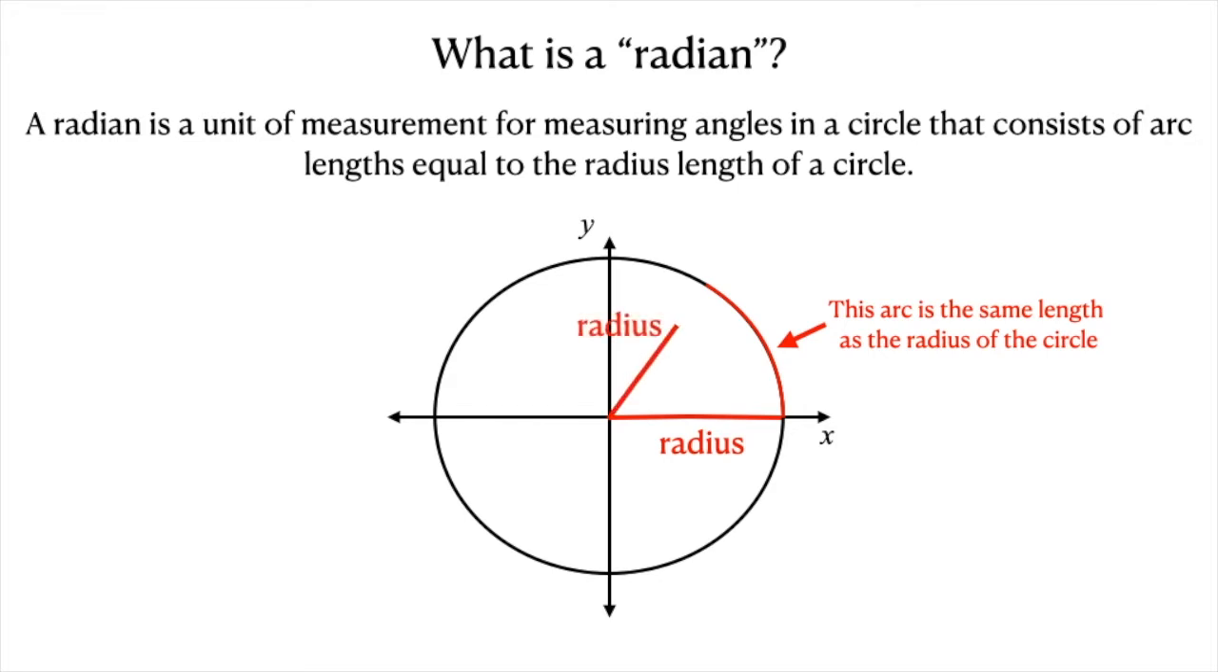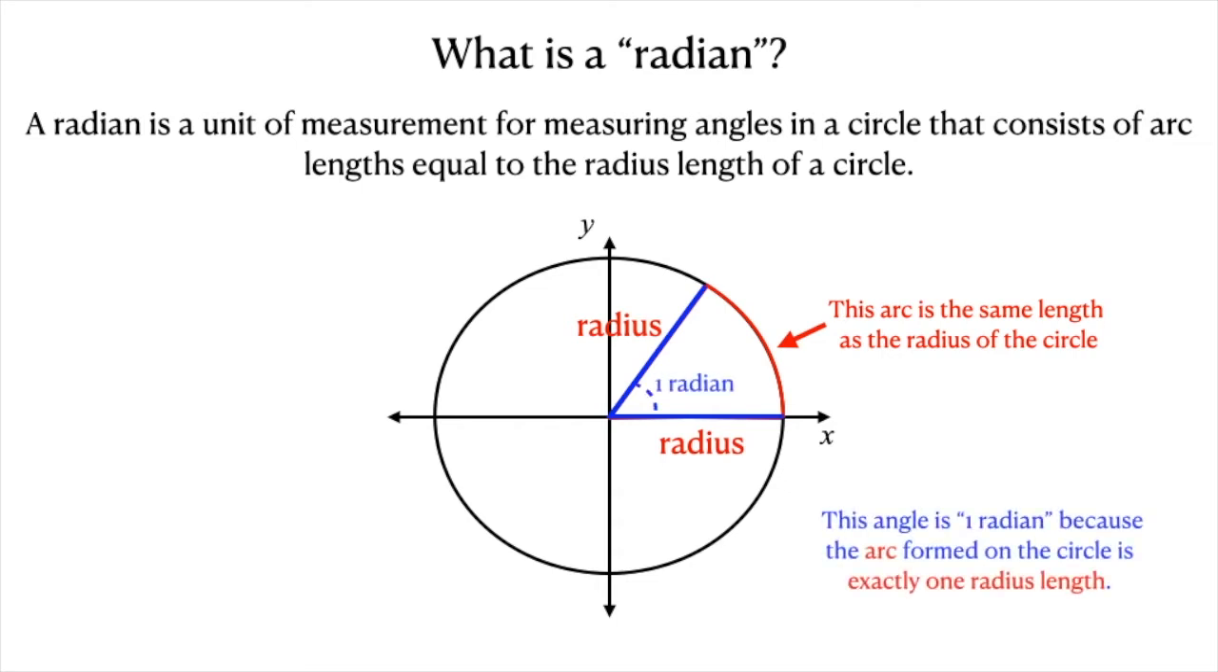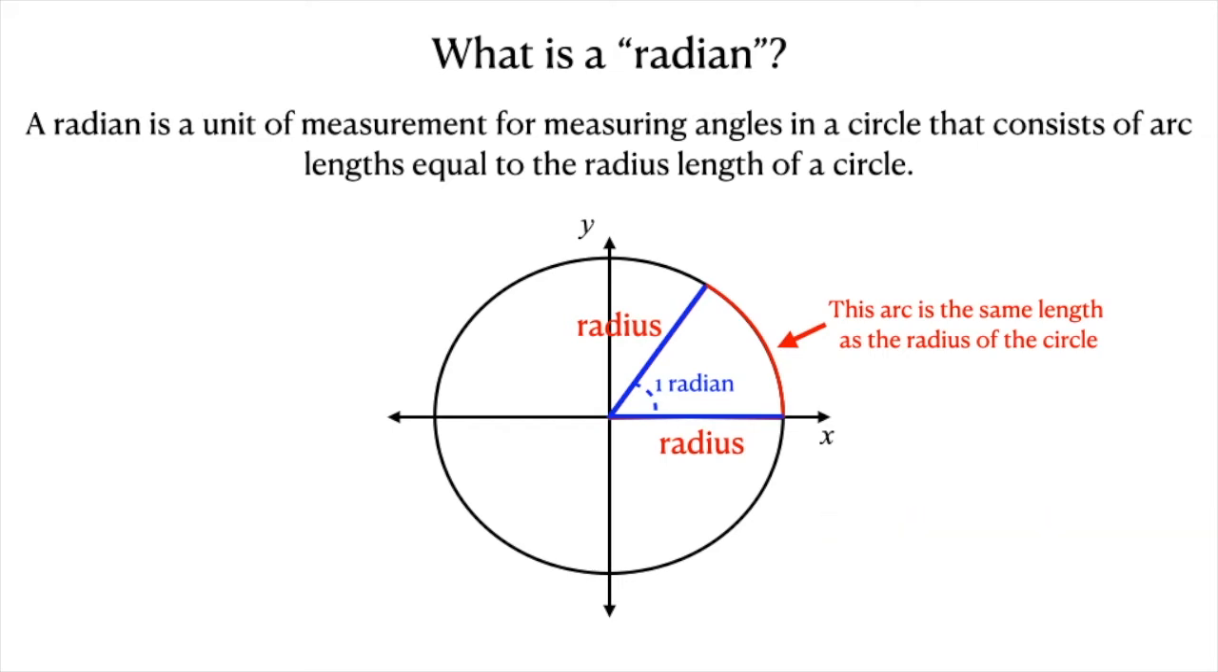Now let's draw another radius length that matches the other end of our arc, and what you'll find here is we've created a central angle in our circle that is considered 1 radian. And we know it's 1 radian because the arc formed on the circle is exactly 1 radius in length.